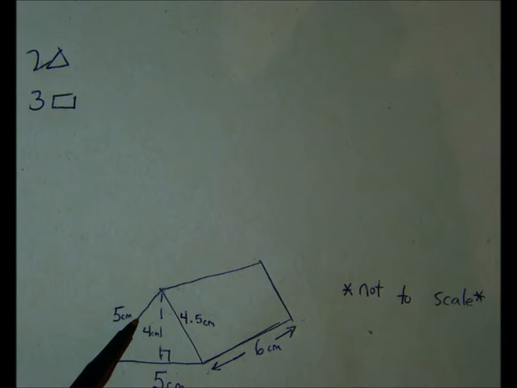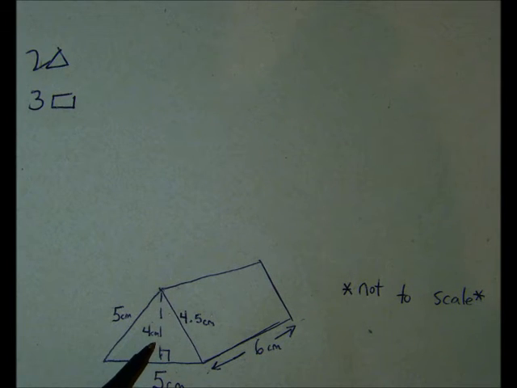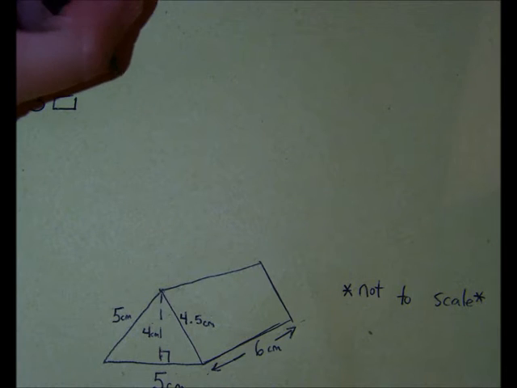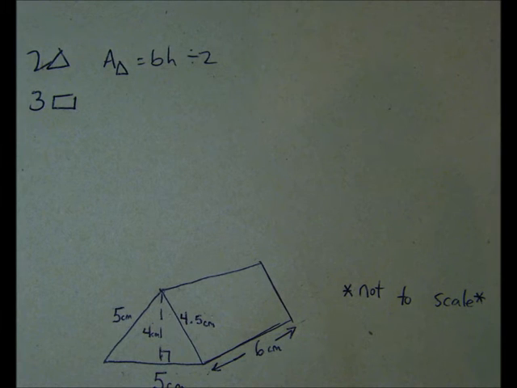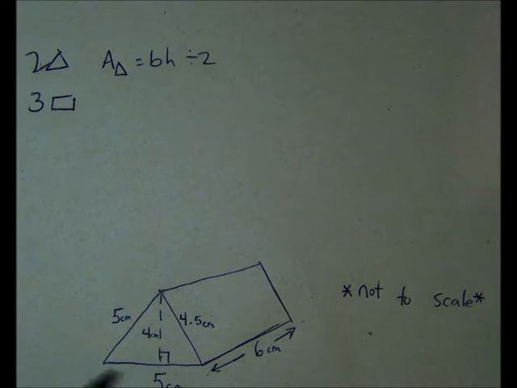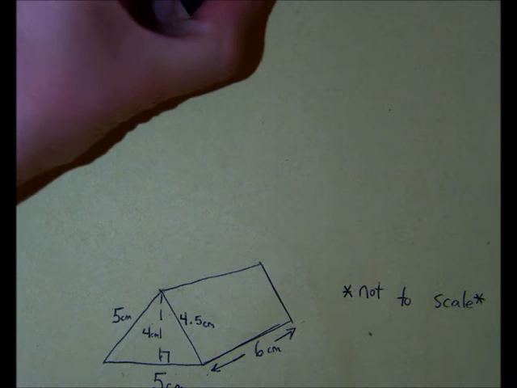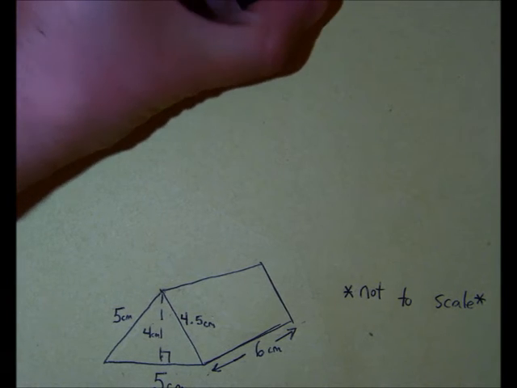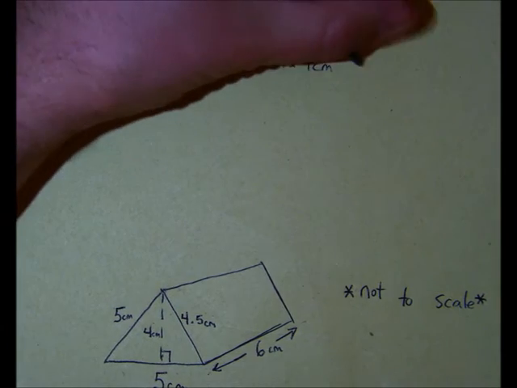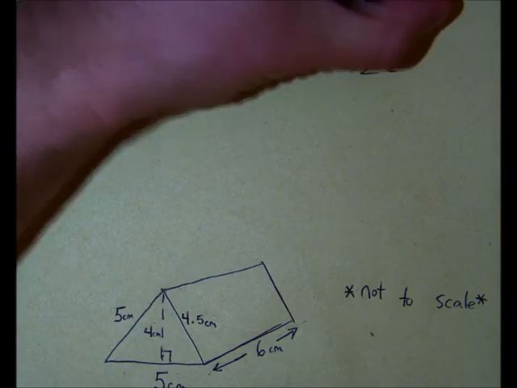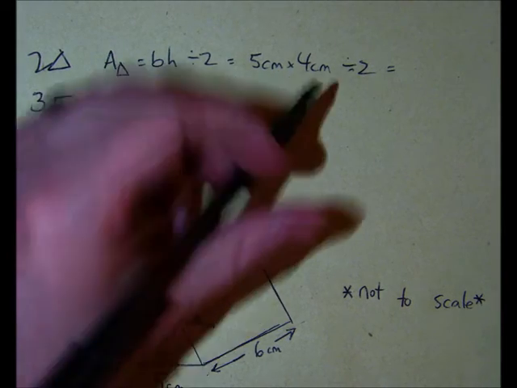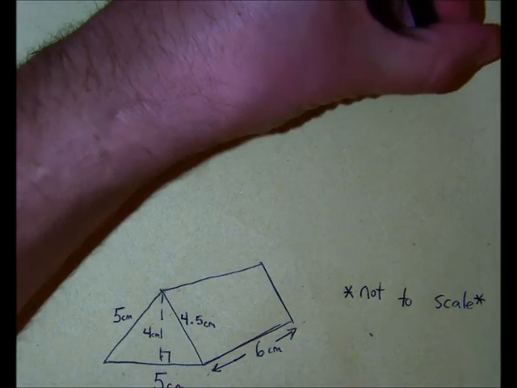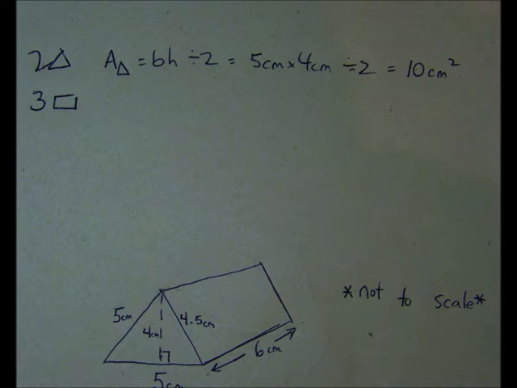What we'll do is multiply our base times our height of our triangle. The area of a triangle equals base times height divided by 2. And in this case, our base is 5 and our height is 4 centimeters. So 5 centimeters times 4 centimeters divided by 2, and that equals 20 square centimeters divided by 2, so 10 square centimeters. So each of those triangles is going to be 10 centimeters squared.